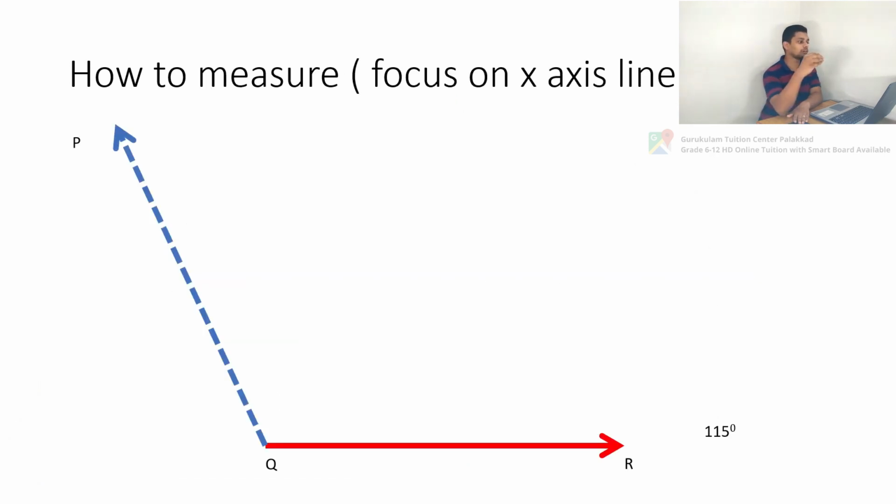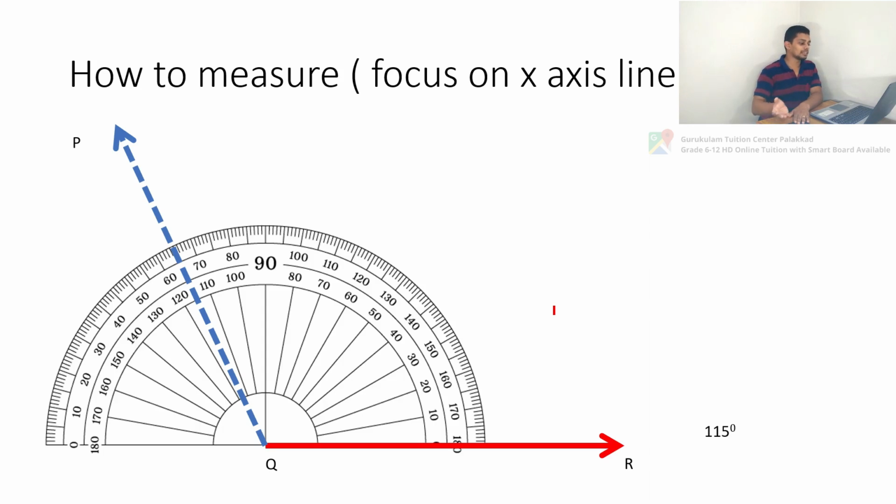Now let's try to do the measurement. They have given a question like this. We have an angle PQR, but we don't know the value of PQR. So what to do? We take a protractor and place the protractor's origin over the vertex Q. We are placing it like this, and the bottom line segment, or bottom ray, is towards the right of the origin of the protractor. So we are counting from right to left, from here to here.